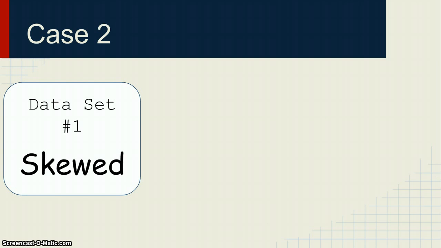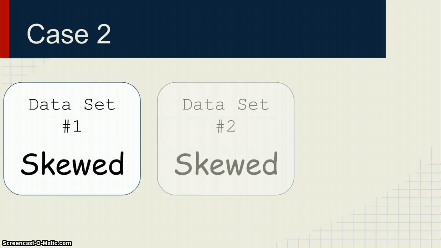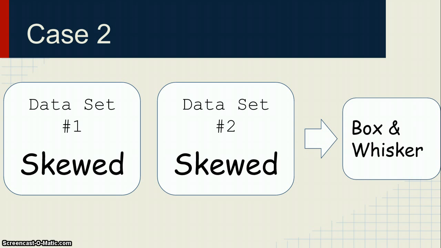Case number 2, the first set of data is skewed, and the second set of data is skewed. Now, before we move on, this can be positively skewed or negatively skewed. One could be positive, one could be negative. They could both be positive, they could both be negative. But the idea is if they're both skewed, we're going to use the box and whisker plot along with the 5 number summary. The reason for this is that if your data is skewed positively or negatively, the mean can get changed really quickly and give you some really bad information.